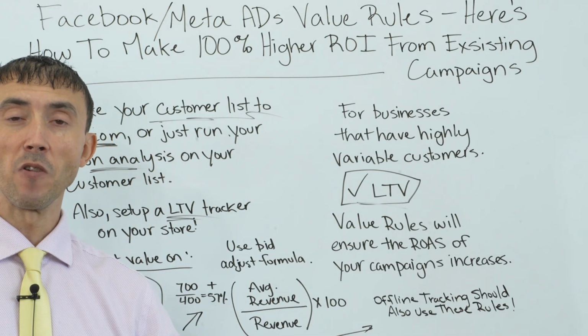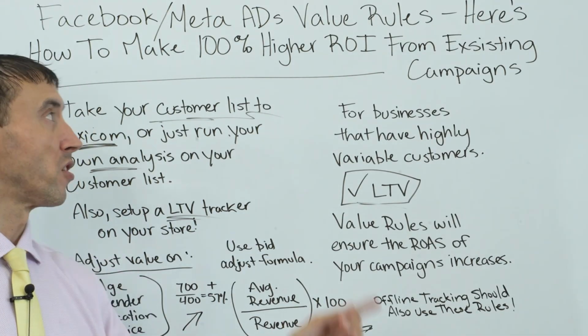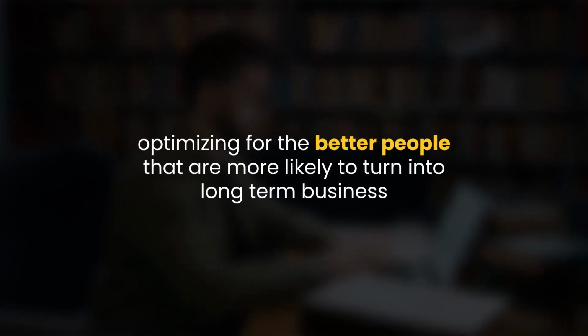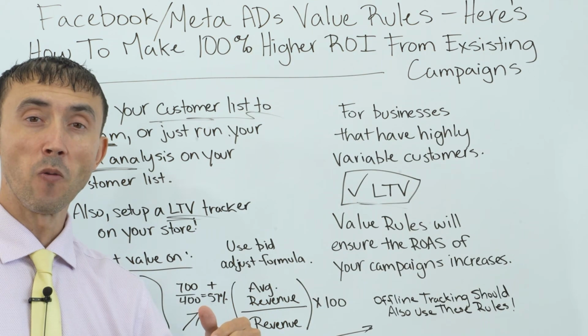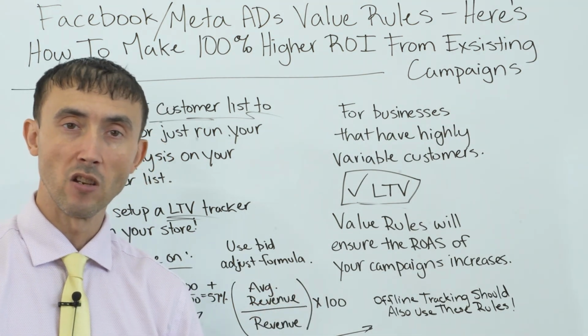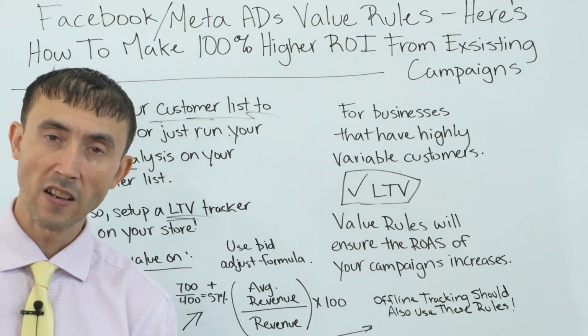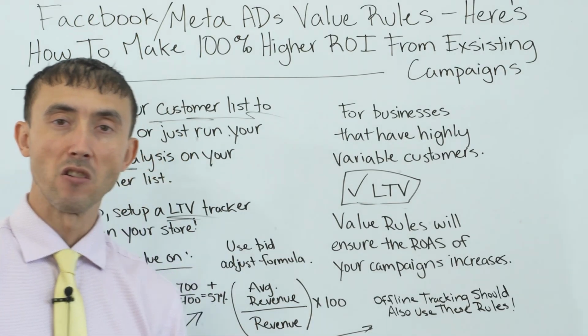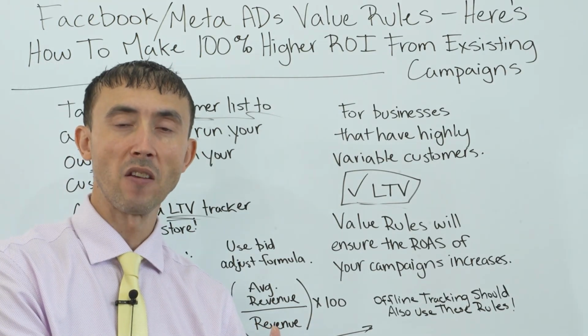Particularly, by the way, if you're in a market where competitors are using value rules, they're going to start optimizing for the better people that are more likely to turn into long-term business. Therefore, the cheaper customers are going to come from the people who are less likely to do long-term business. So you're effectively going to be left going after the crappier customers, and you're going to be building your business off the back of these crappier customers.